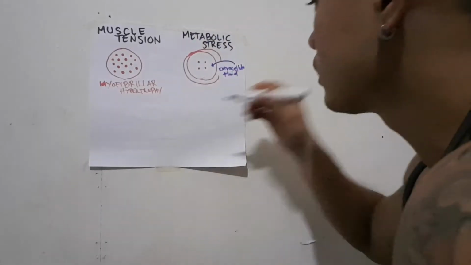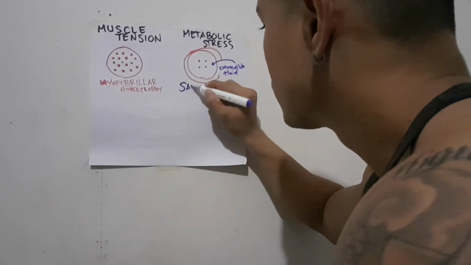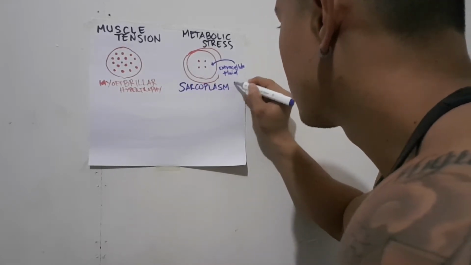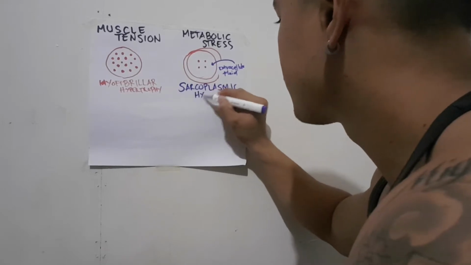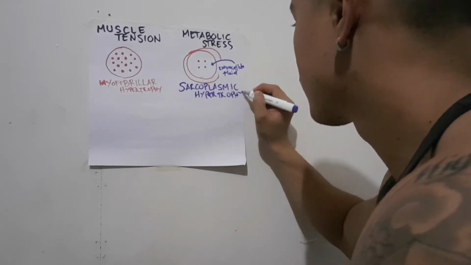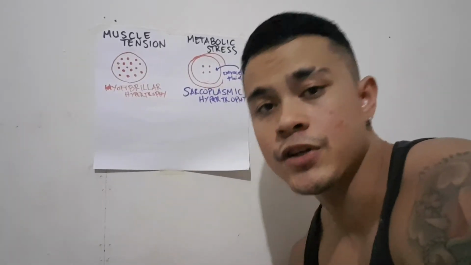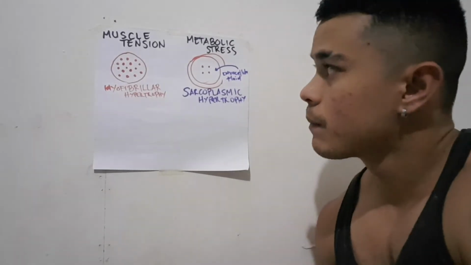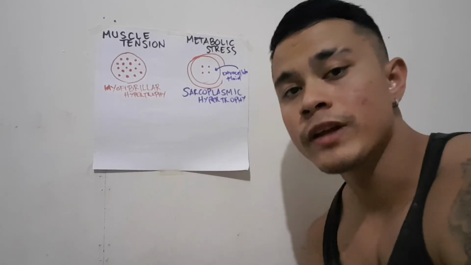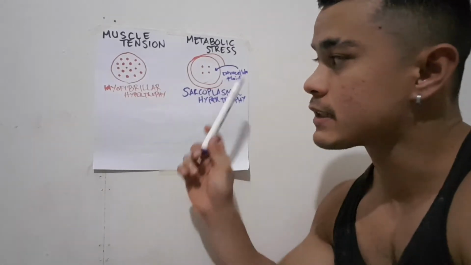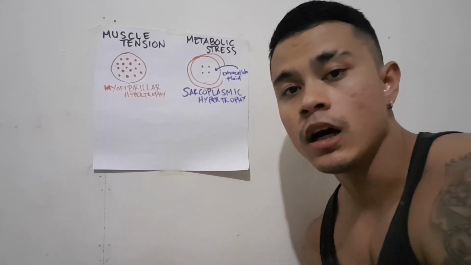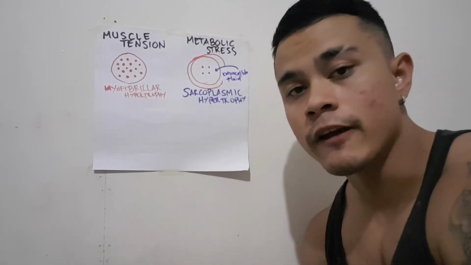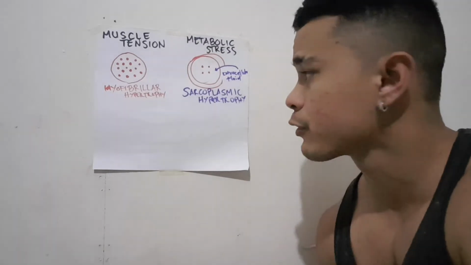It's what we call sarcoplasmic hypertrophy. Sarcoplasmic hypertrophy is the most common among bodybuilders. To achieve this, you don't have to lift as heavy as the ones for myofibrillar. You just choose a load which you're able to lift for 8 to 12 reps in the hypertrophy range.